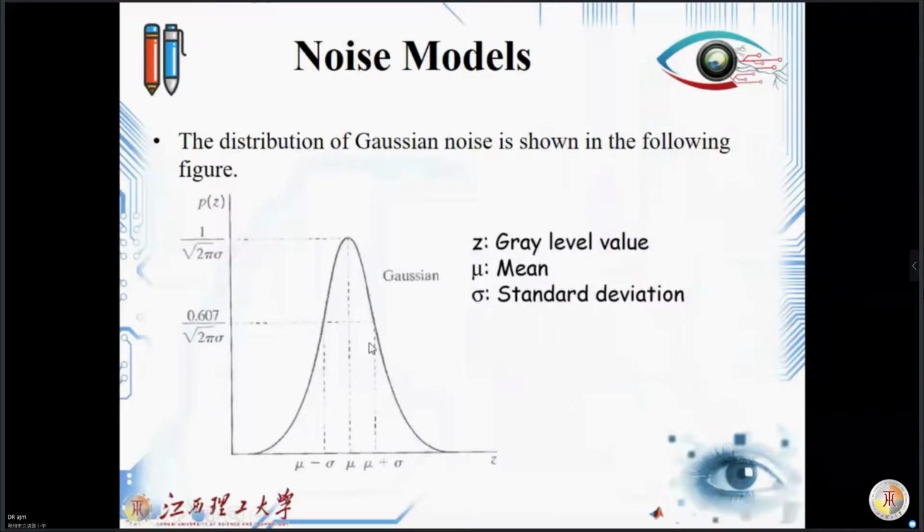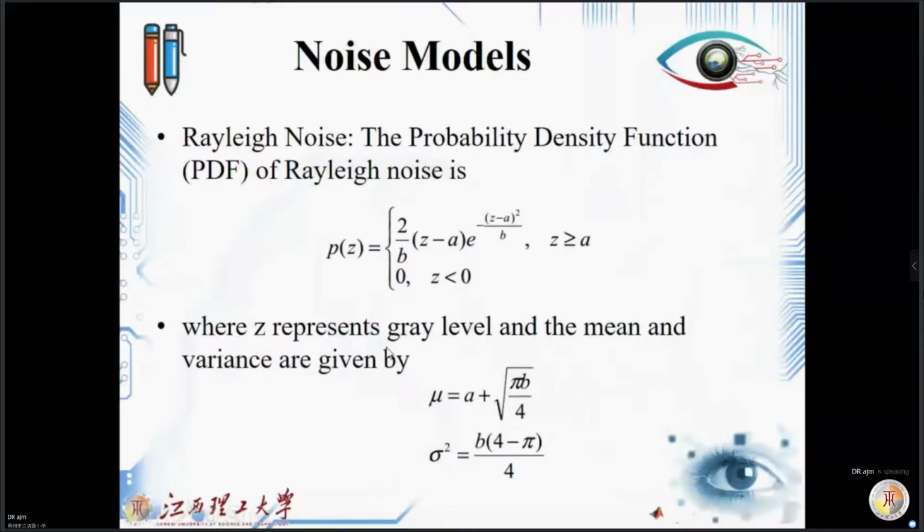Rayleigh noise is another noise, which we call the probability density function, or PDF, of Rayleigh noise, with the formula that it shows as p(z) equals 2 over b times (z minus a). And again, we have some form of exponential function when z is greater than or equal to a. And in the case that z is less than a, we have the 0 value. In this formula, z represents again the gray value, and the mean and variance will be calculated with the below formula.